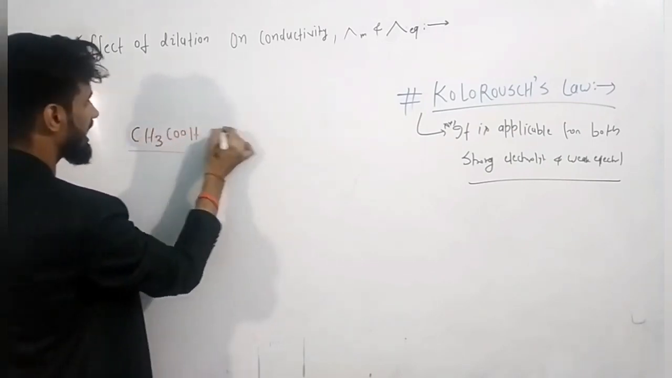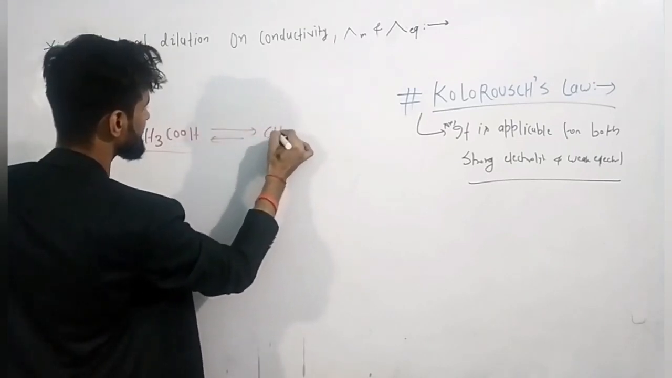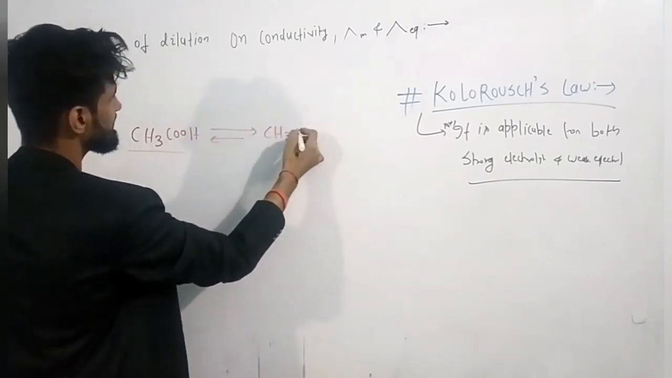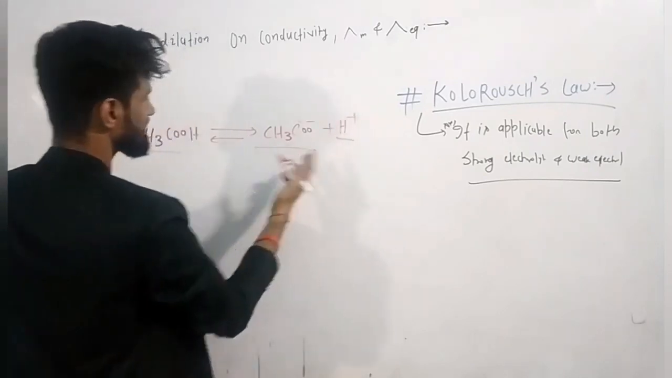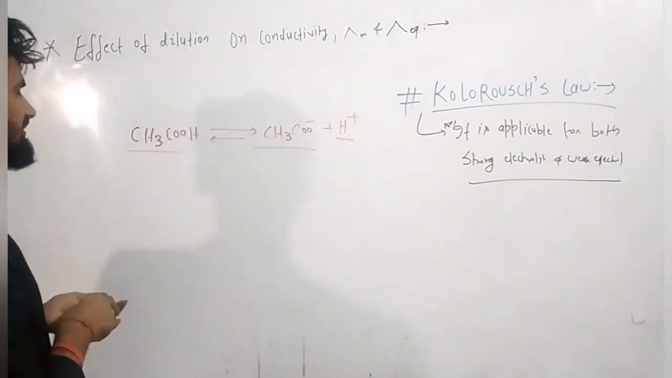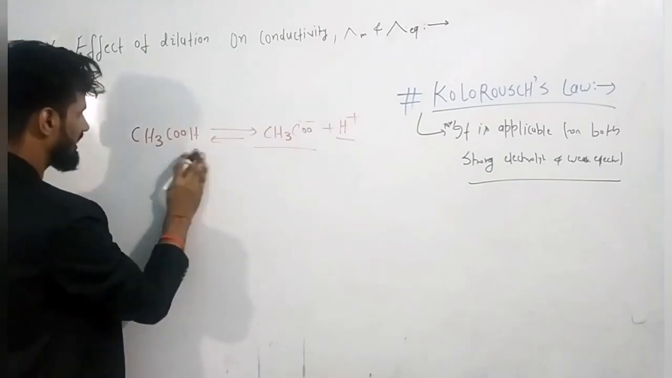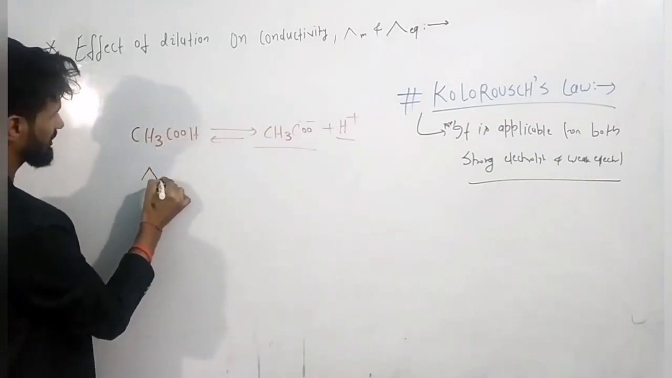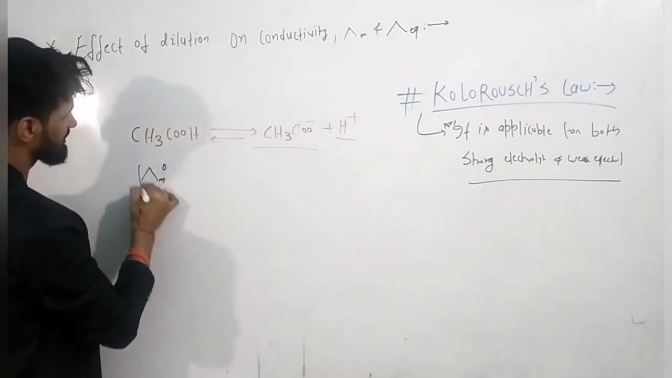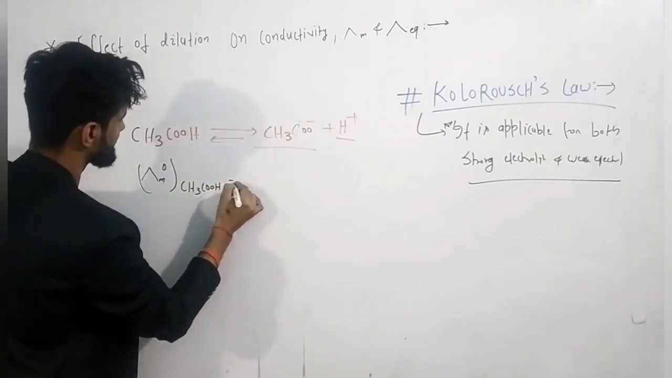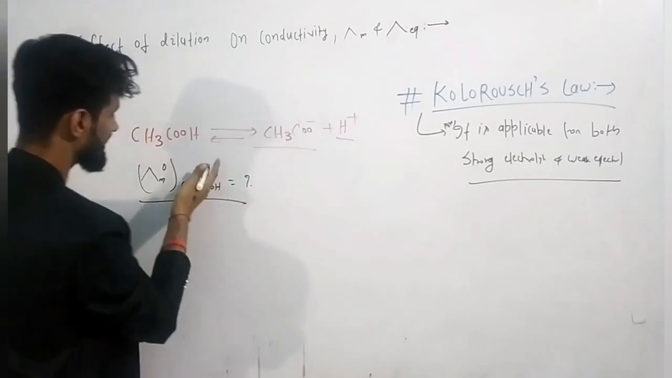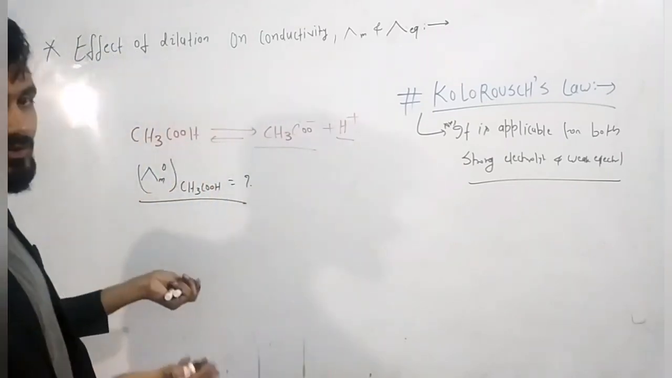CH3COOH, after dissociation, will get dissociated into CH3COO minus plus H plus. Okay. So if you have to calculate the kappa molar naught of CH3COOH, then how will you calculate? Because it is a weak electrolyte, it's very difficult to calculate.